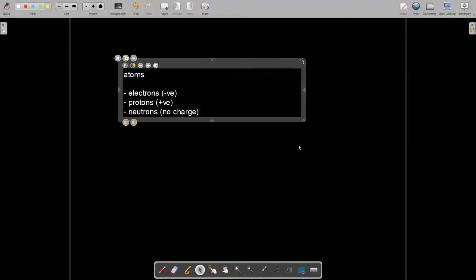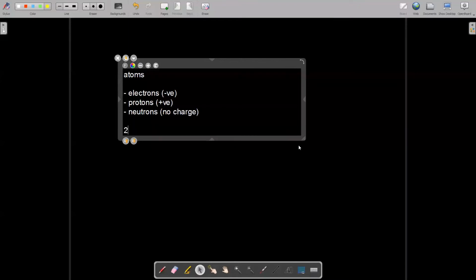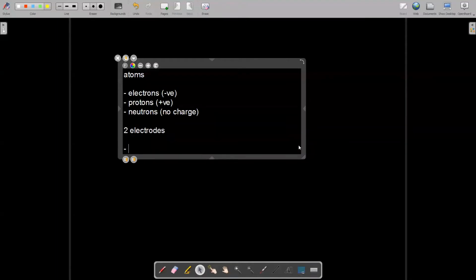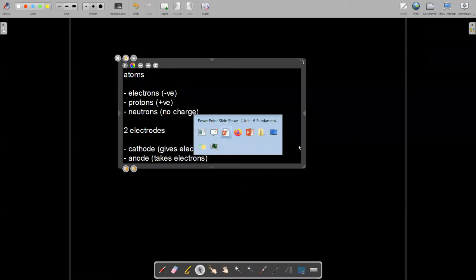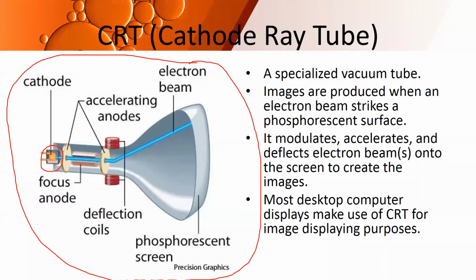So what happens is you have two types of electrodes. Now your science teacher would guide you better in this case if you have already studied them. So two types of electrodes are there, where one is known as cathode, which gives electrons. One is an anode, which takes electrons. Got it? So what happens over here is this cathode shoots electrons.